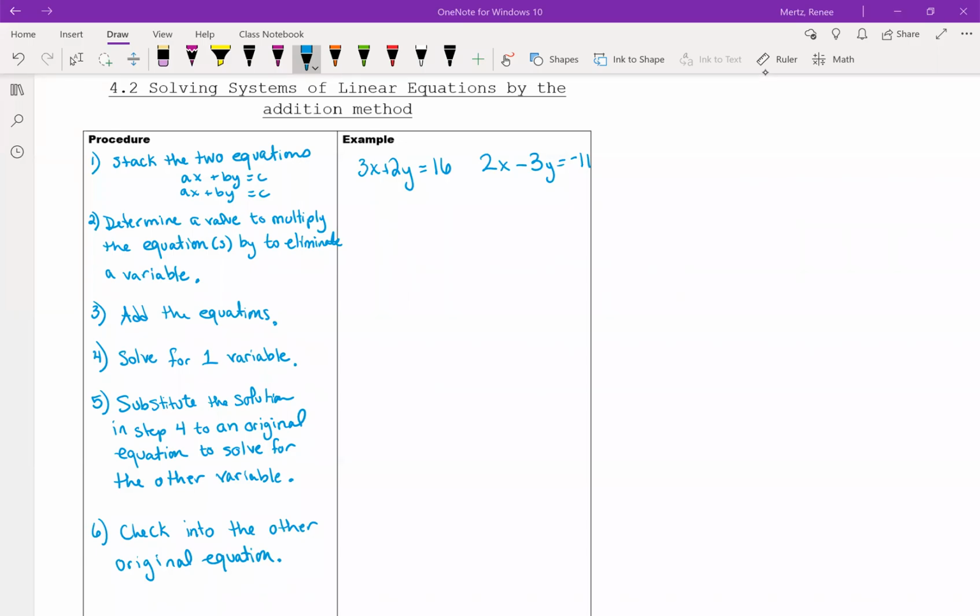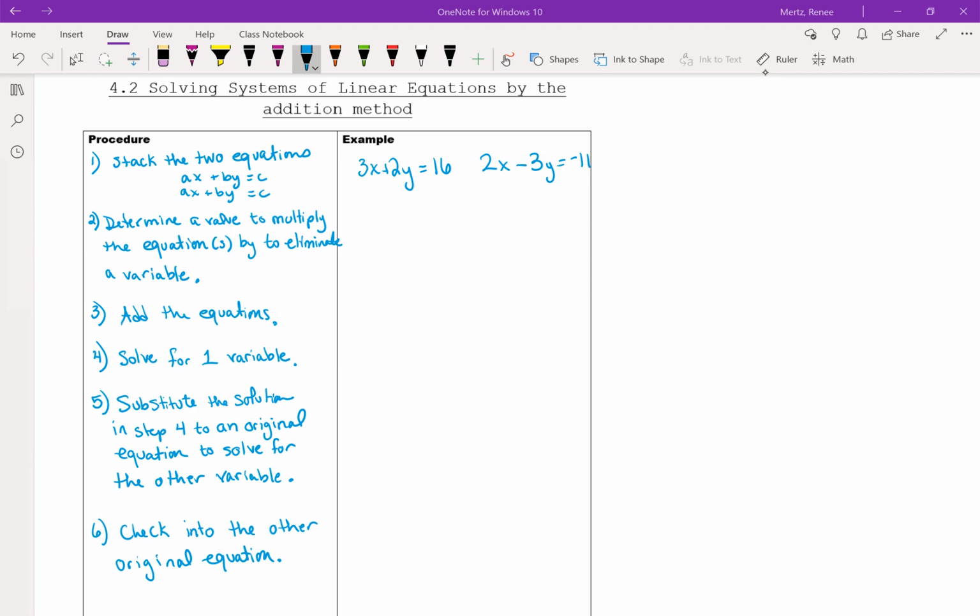Hey guys, today we're going to solve systems of equations by the addition method. Sometimes it's called the elimination method. So in this one, we're going to start with step one: stack the two equations so that they're lined up x, then the y, equals the constant. If you look at the example, they're already in the proper form, so that's a good start.